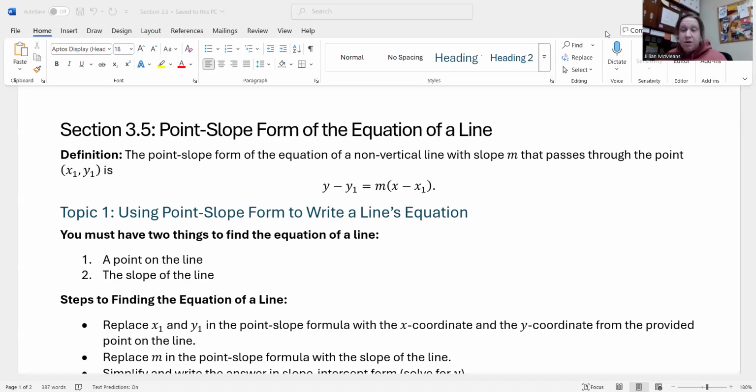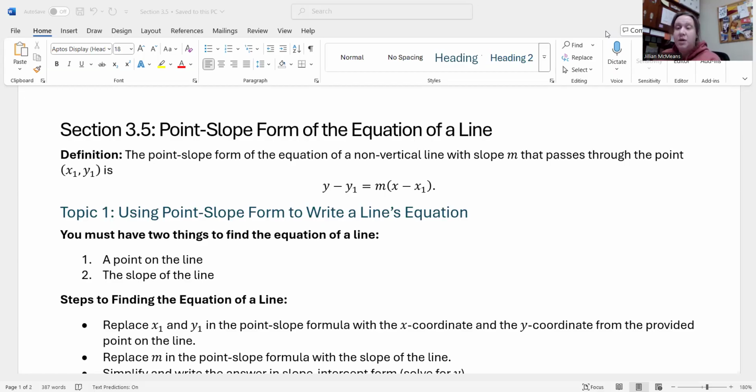In previous worksheets, we've been able to do a lot with the equation of a line. We've talked about standard form of a line, slope-intercept form of a line, horizontal and vertical. We've talked about finding slope and y-intercept from a line. We've graphed lines. In this worksheet, we're going to focus on how to get the equation of the line.